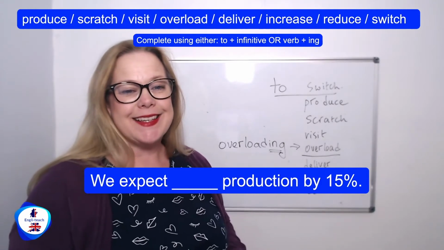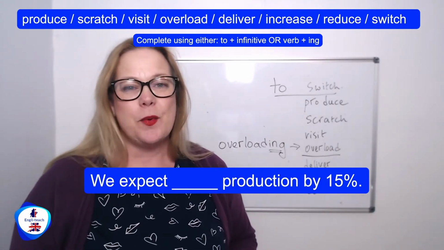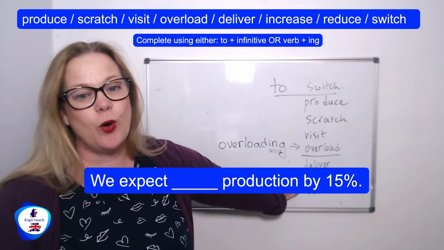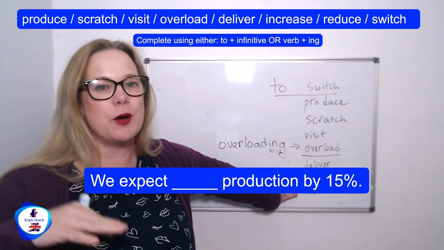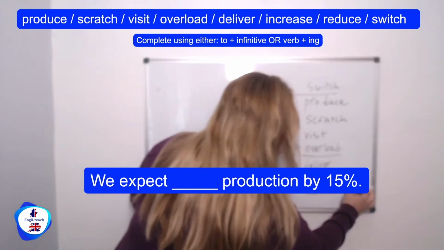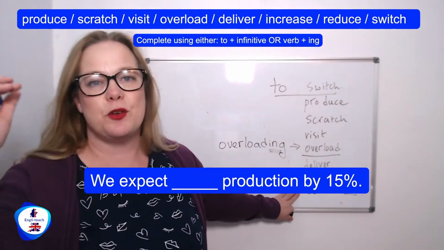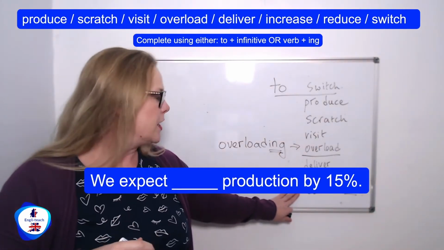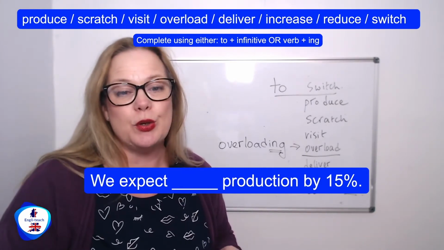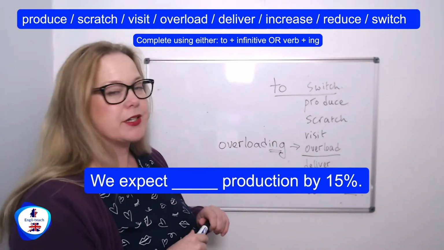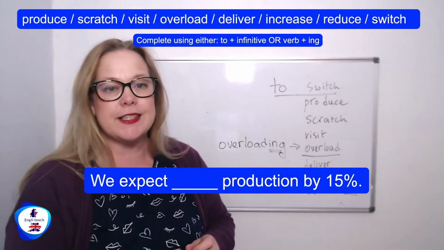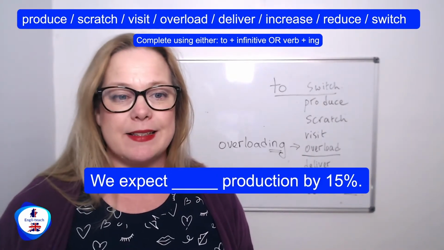We expect to, it could be to increase or reduce. It could be either one of them. So obviously increase is to make bigger, so plus, over here. And reduce is obviously to diminish, to make lower, to reduce. So I'm going to go with we expect to increase production by 15%.